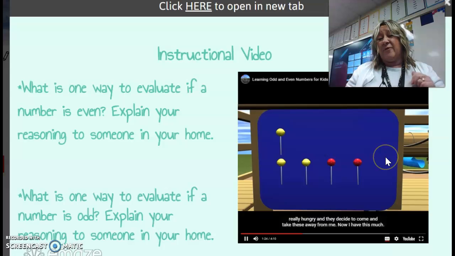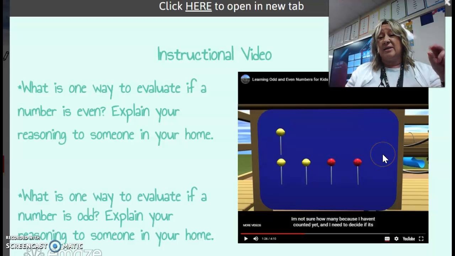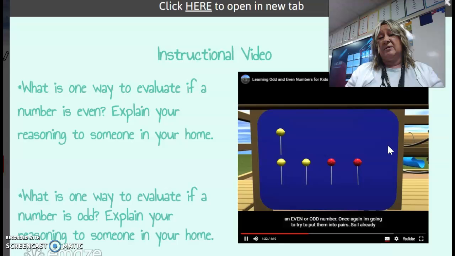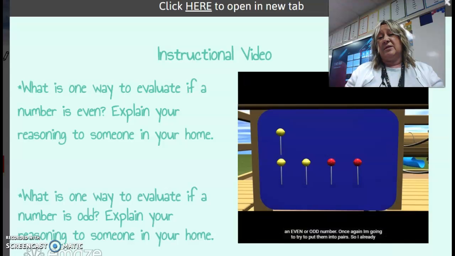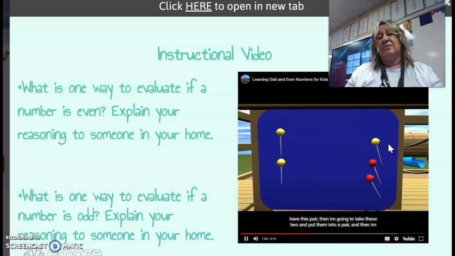We're going to take some away and figure it out. So what's a thing that we can do to figure it out? We put them in buddies. So let's watch and let him put them in buddies and let's figure it out. Okay. He's going to put them in pairs right now. Right? There's already 2.